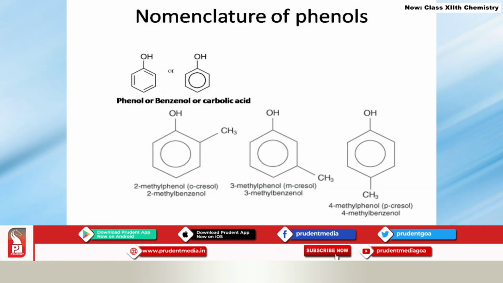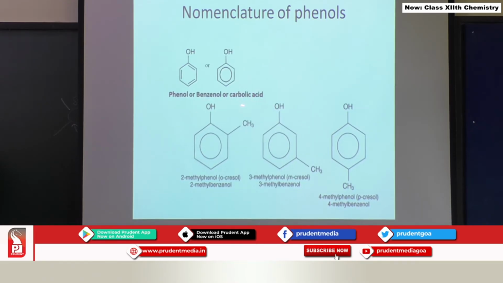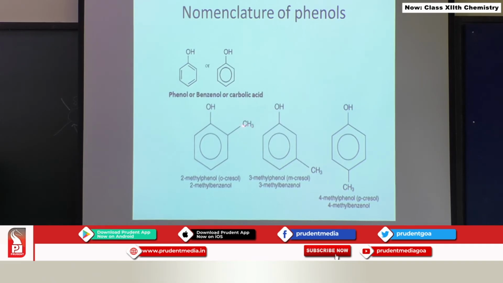Let us see the nomenclature of phenols. This is the simple phenol, the simplest one, which is also called benzenol, commonly called carbolic acid. Now, we have one class of phenols in which a CH3 group is attached along with the OH group on the benzene nucleus. So this class of compounds is called cresols. They are commonly called cresols.